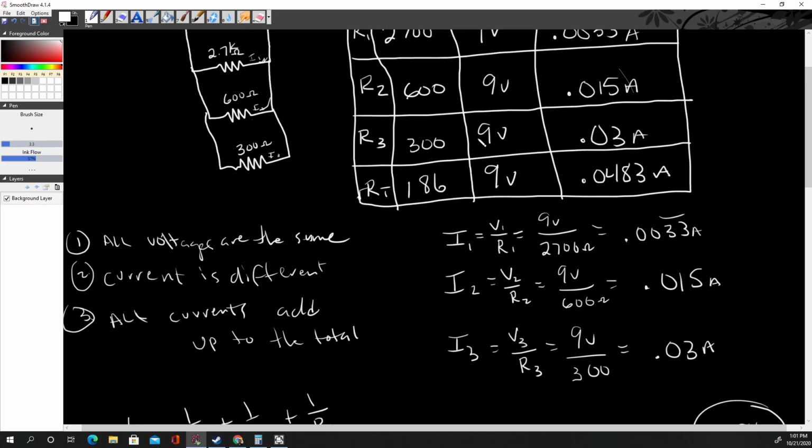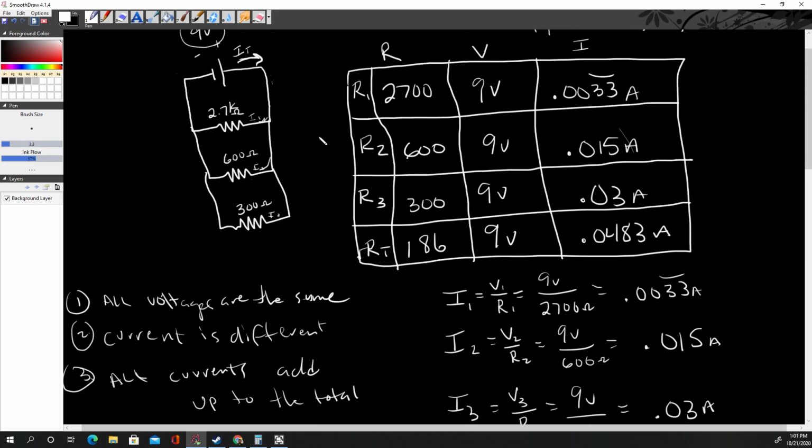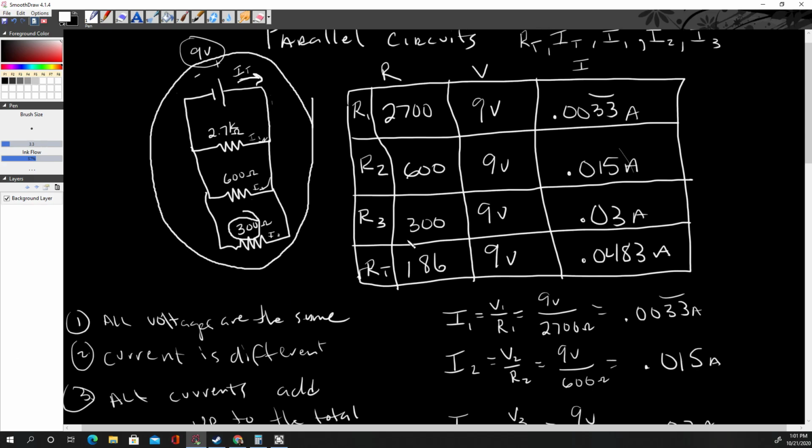And remember, in parallel, your total resistance for this whole circuit, the resistance of the whole thing, is always going to be less than the smallest one. The smallest one is what, 300? So your total is going to be smaller than that, and it is, so that's a good way to double check you've done things right. And that's the answer, guys.